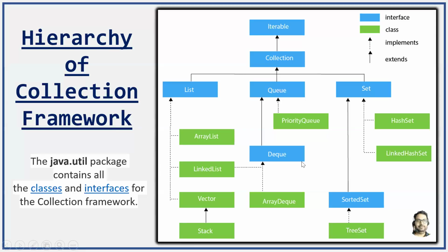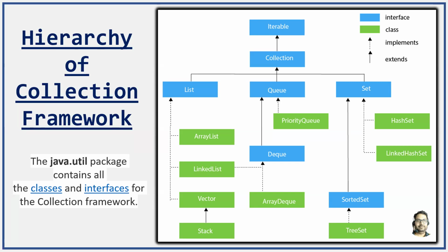Now, what is the hierarchy of the collection framework? This is the hierarchy, and all the classes and interfaces in the collection framework are available in the java.util package. At the topmost level, we have the Iterable interface, and then we have the Collection interface, and the Collection interface is again divided into List, Queue, and Set. So this is the complete hierarchy of the collection framework.